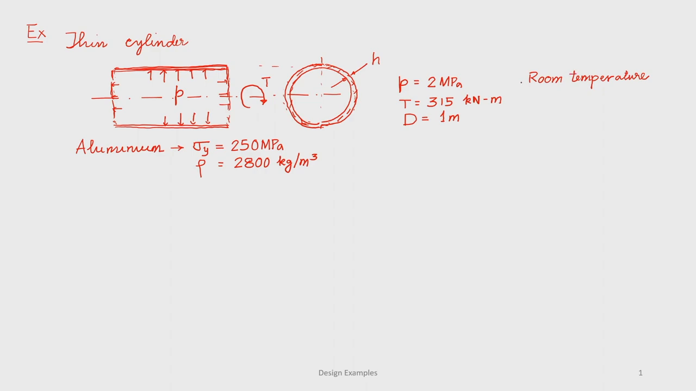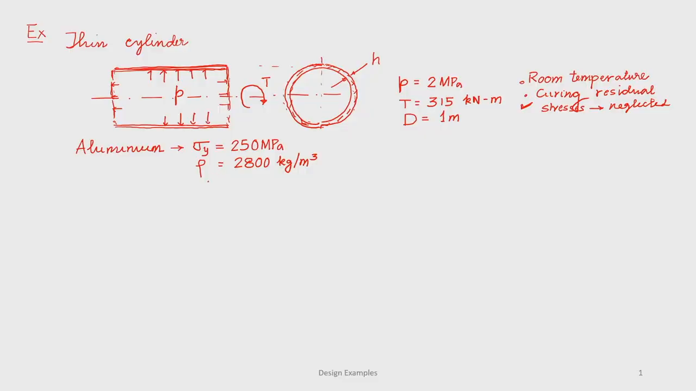And we may neglect the residual stresses due to curing. We'll again come back to this. Now, what we would like to see in this example is, we'll analyze this pressure vessel when it is made of aluminum. Then we'll see if we replace aluminum by a fiber composite, how much weight savings we get. Let us see this.